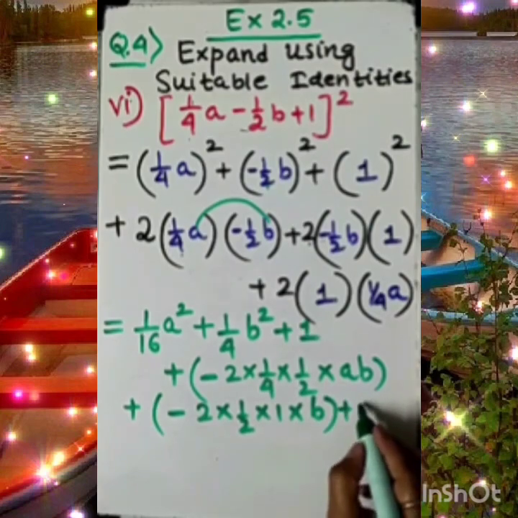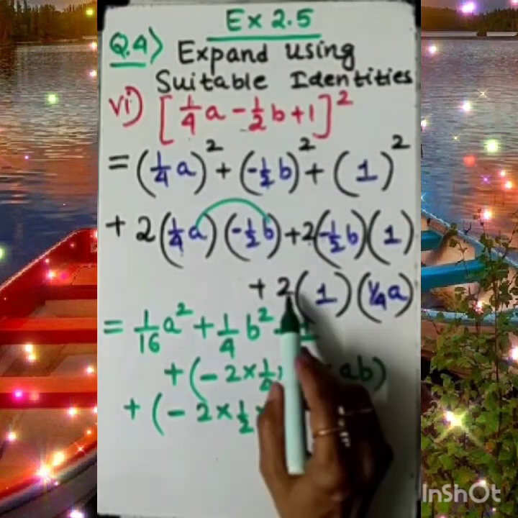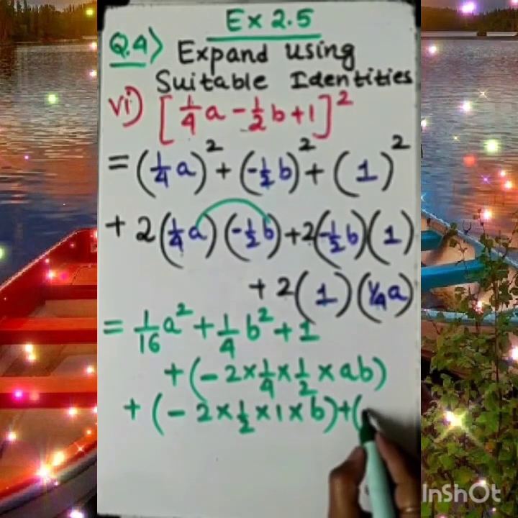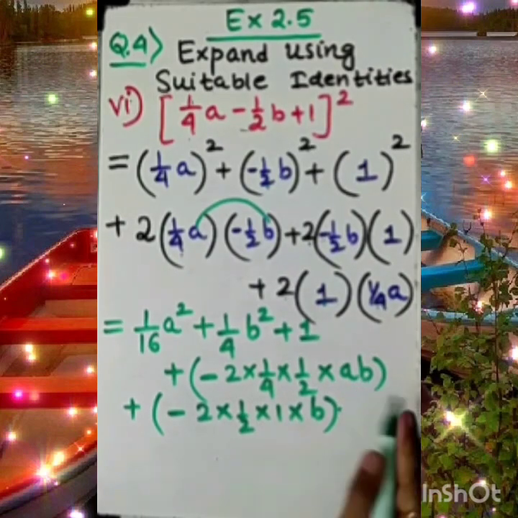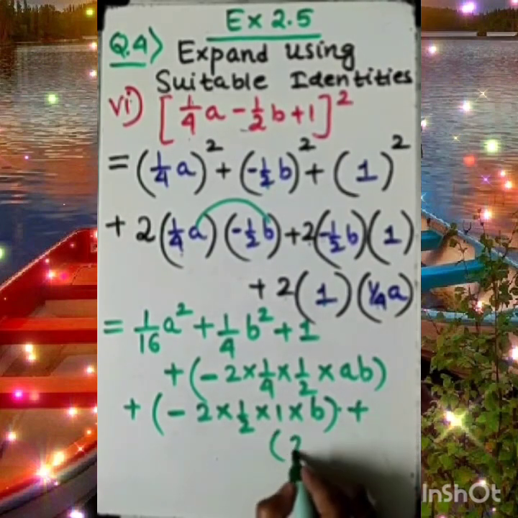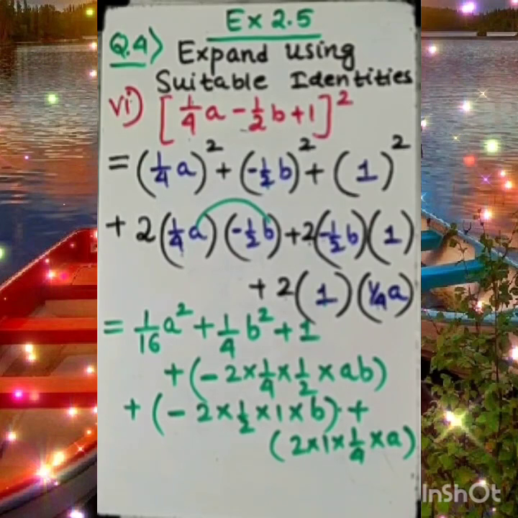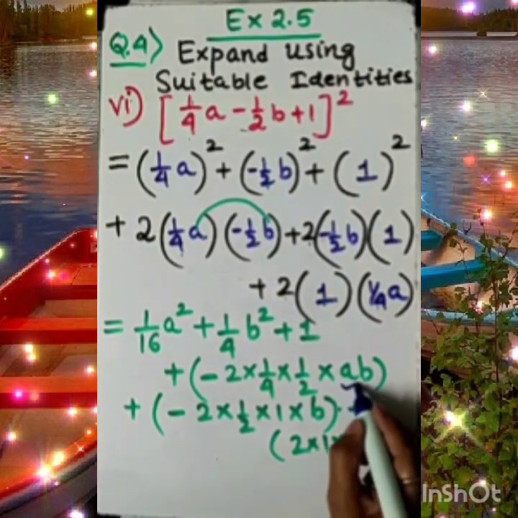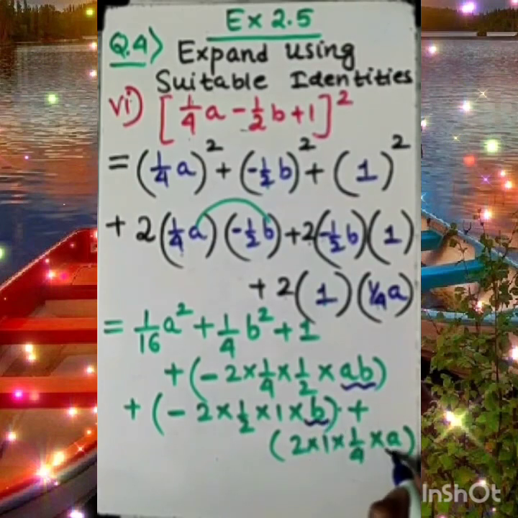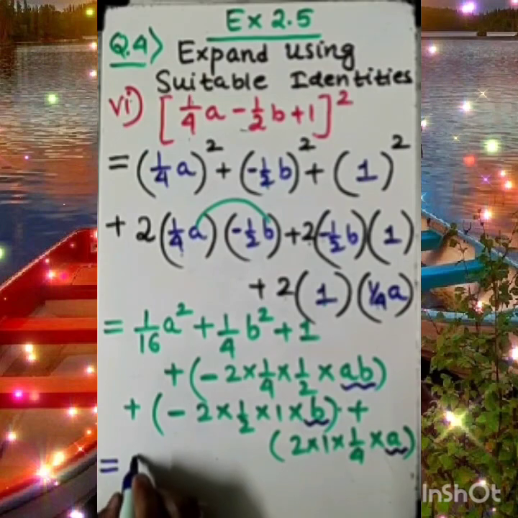Plus. You can see here, no negative number. 2 into 1 by 4. So I am writing it here for your better understanding on the next slide. 2 into 1 by 4 and the variable portion is a only here. You can see here which are variable portions. This is ab, here b, and this is a. I'm keeping separate. And let's simplify and see the answer.